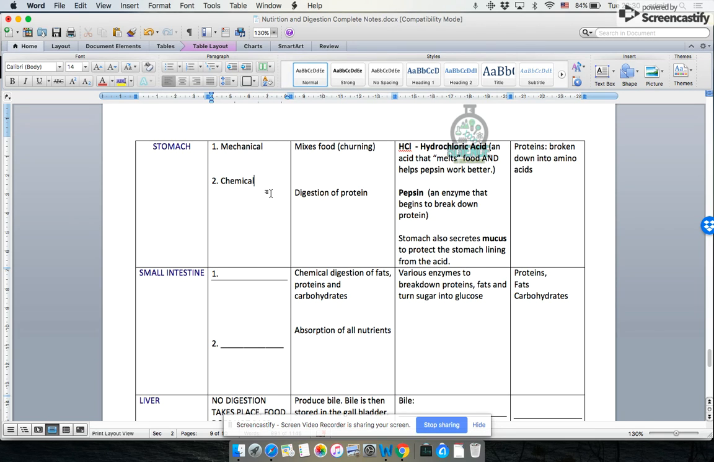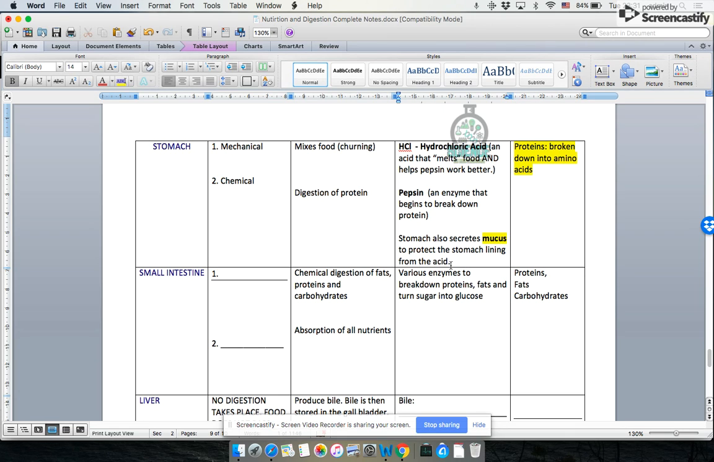Chemical digestion in your stomach, proteins start to be broken down into amino acids, and this happens with the help of pepsin and hydrochloric acid. Together, these two help break down proteins into amino acids. So proteins are broken down into amino acids in the stomach. Now, in order to protect itself from the acid, the stomach also secretes mucus.